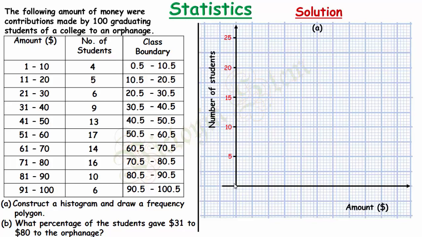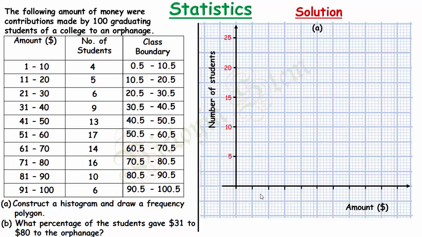So if here is 0.5, if I move 2 steps, that will be equal to 1. 3 steps, 1.5. 4 steps, 2. 5 steps, 2.5. 6 steps, 3. And then we can go on and on until we get to the 10 steps, which is equivalent to 5. Now I'm done with my vertical axis. I'll move to the horizontal axis, which signifies the class boundary, but I gave it the name amount because of the value given to us in this question. What we're dealing with is the amount of money given by graduating students to an orphanage.